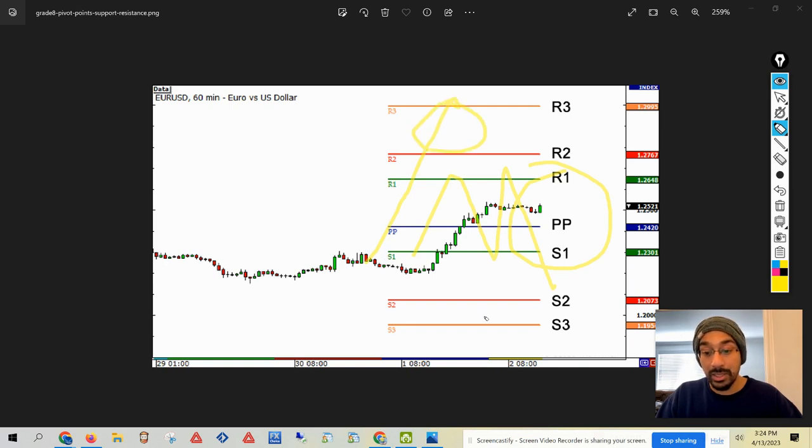Once price is up at these levels, or below the S2 and the S3 levels, I really advise you not to take counter trend trades, because that means price is trying to indicate to you that, hey, something important is happening at these levels. You need to pay attention.